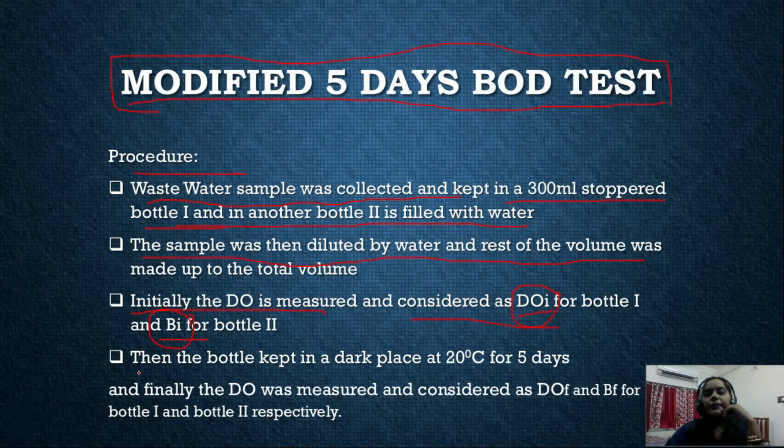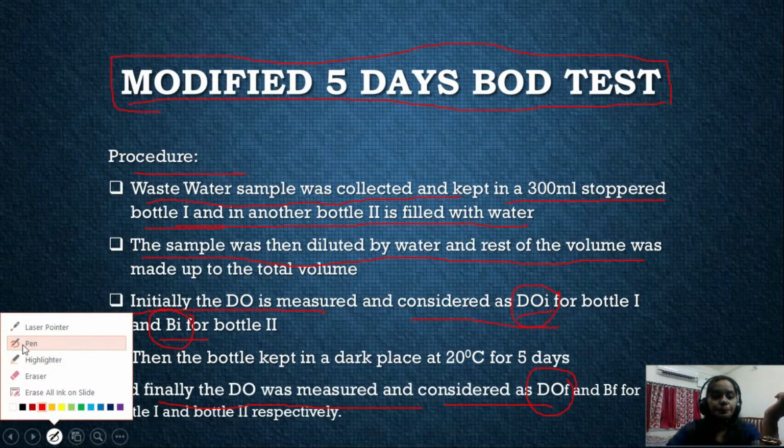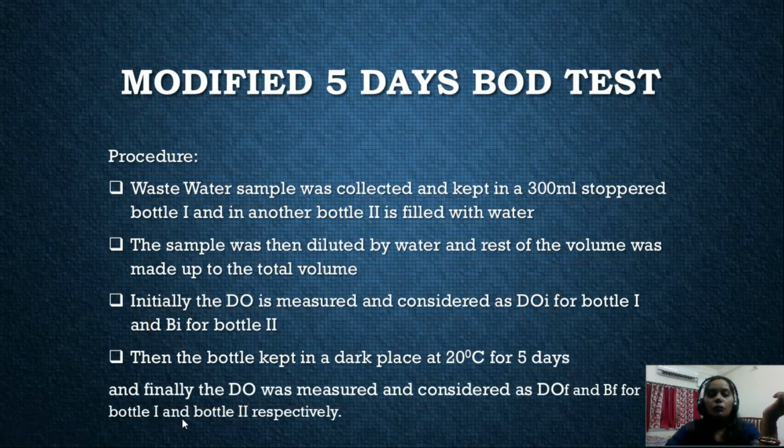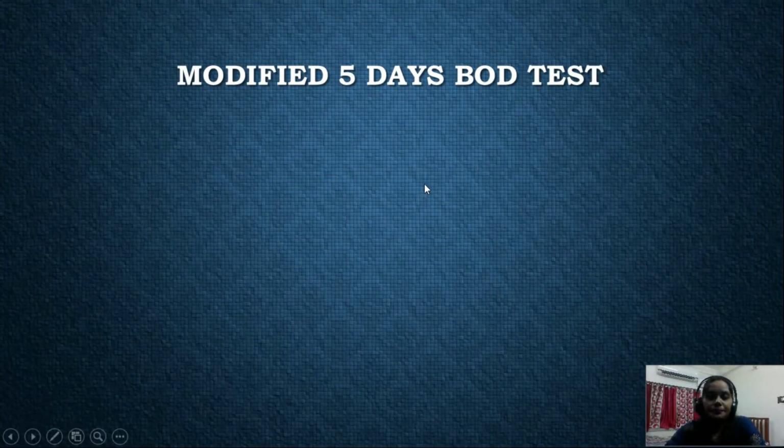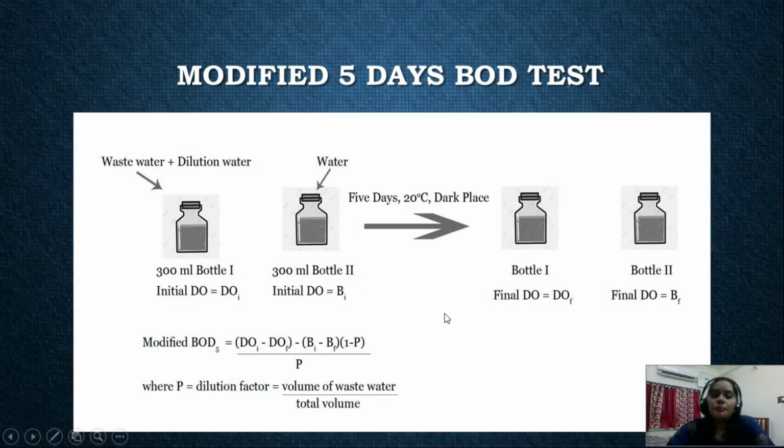And the next step, we have to keep the bottles in a dark place for 5 days at 20 degrees centigrade. The same procedure we will follow, and after the 5 days we will finally measure the amount of dissolved oxygen, which is considered as DOF for bottle 1 and BF for bottle 2. Yes, look at the screen here.